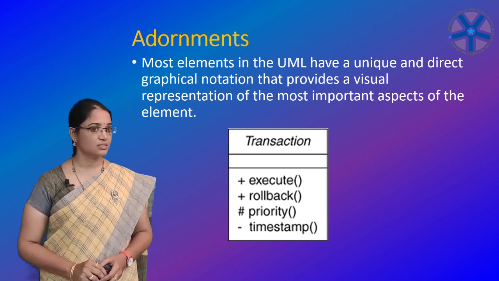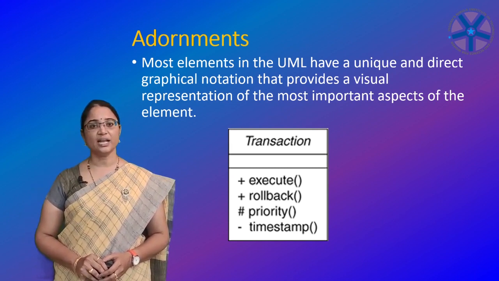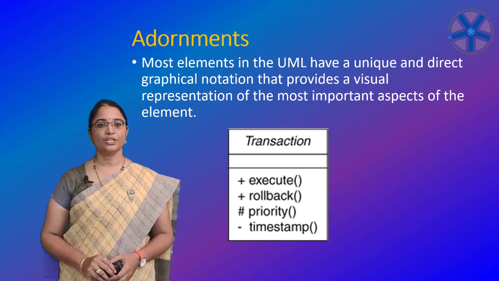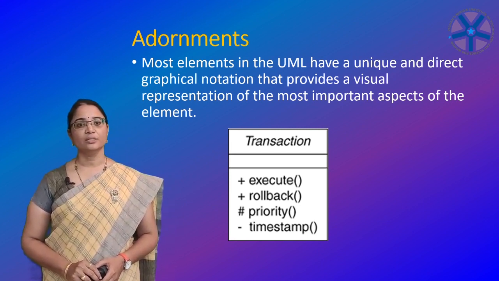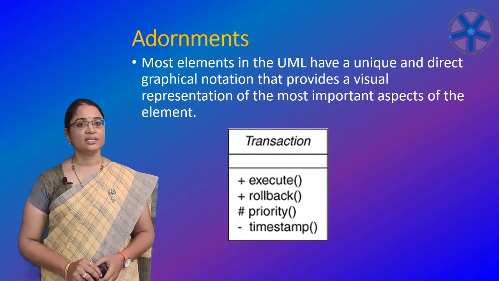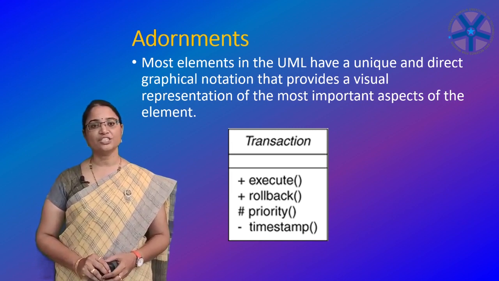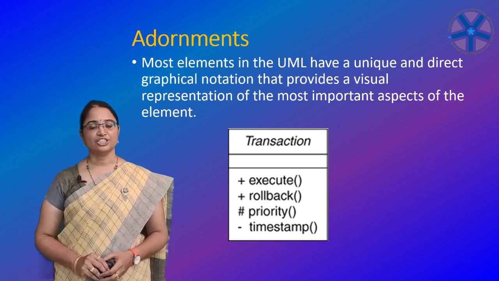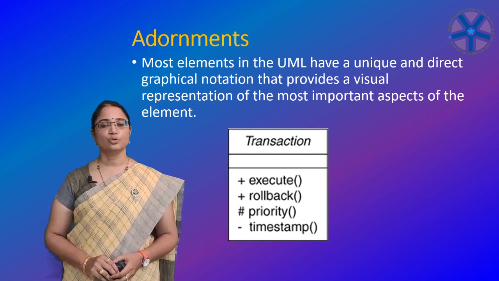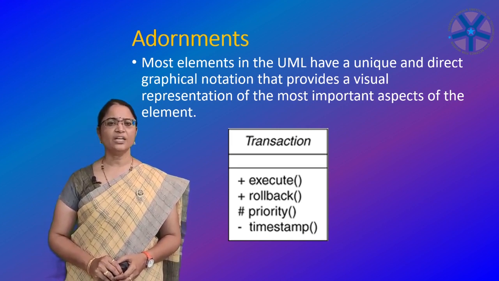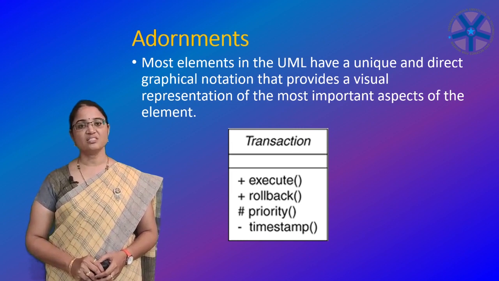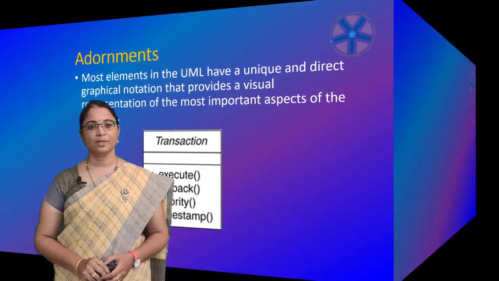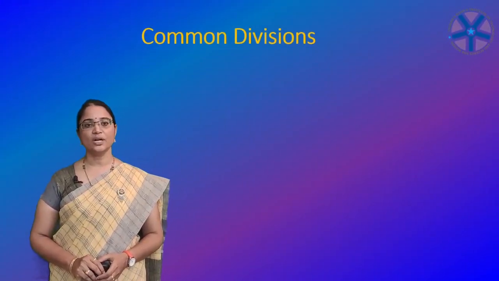The figure shows a class adorned to indicate that it is an abstract class with two public, one protected and one private operation. It means if you see the figure here, the plus sign indicates execute and rollback are the public operations, minus timestamp indicates the private operation, and hash priority indicates the protected operation. So this is regarding the adornments. Every element in the UML's notation starts with a basic symbol to which can be added a variety of adornments specific to that symbol.